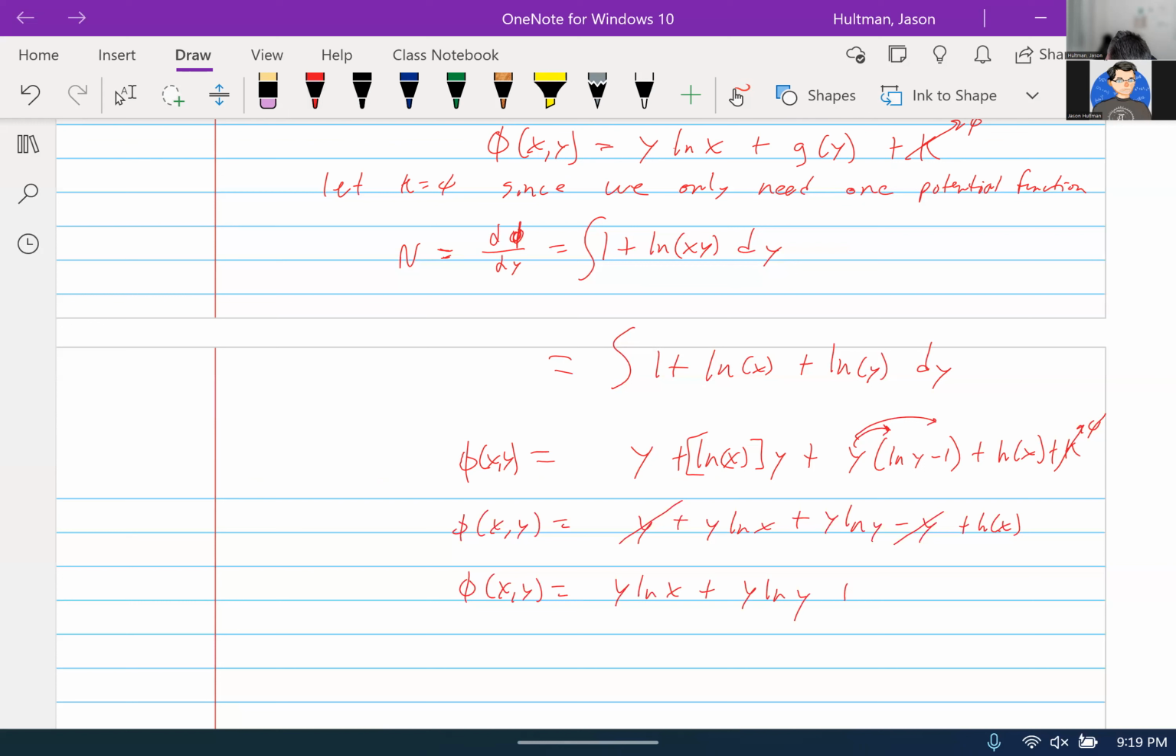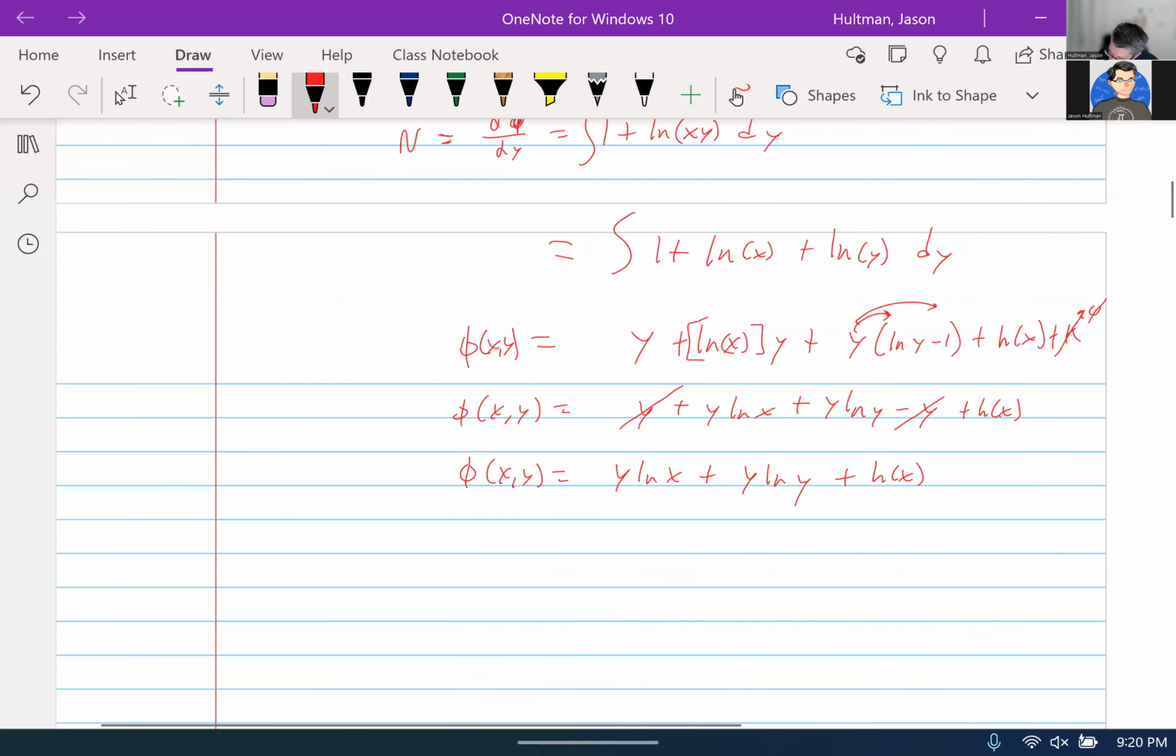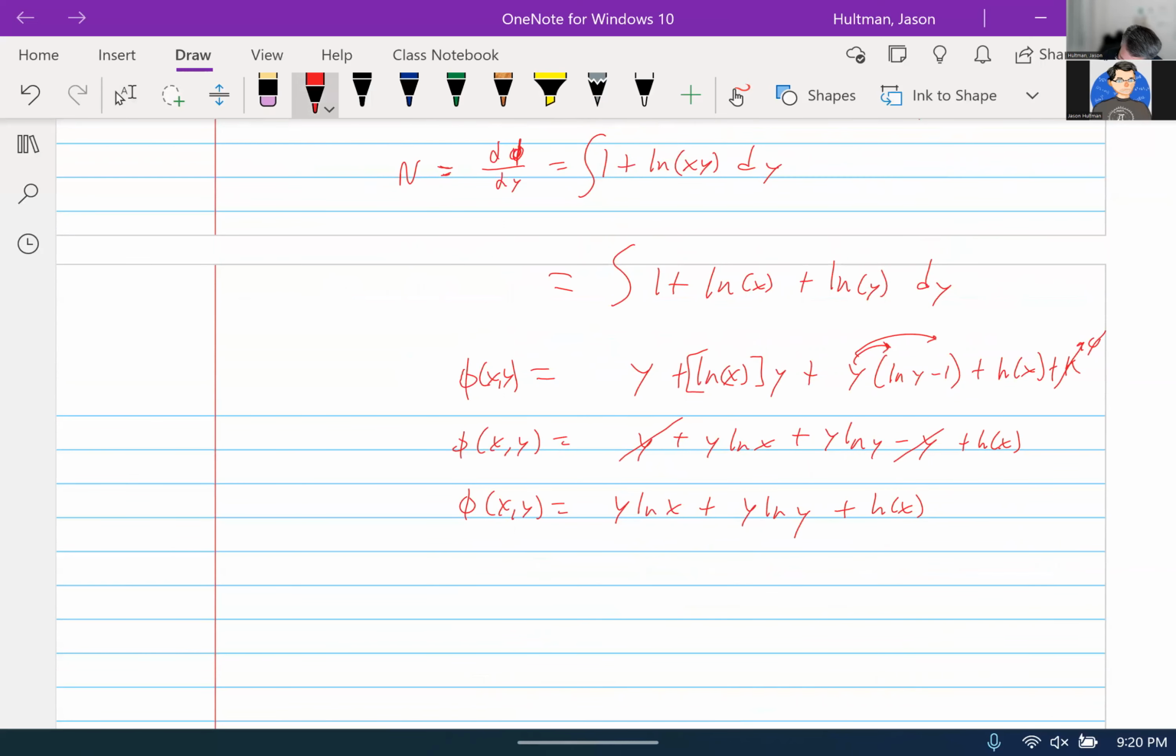Let's compare this to what we got before when we took m with respect to x. There was y natural log of x plus some g of y, right? But there wasn't any value that just included x. So there is no h of x. Comparing the two, compare the results. You get phi of xy equals y natural log of x plus g of y.